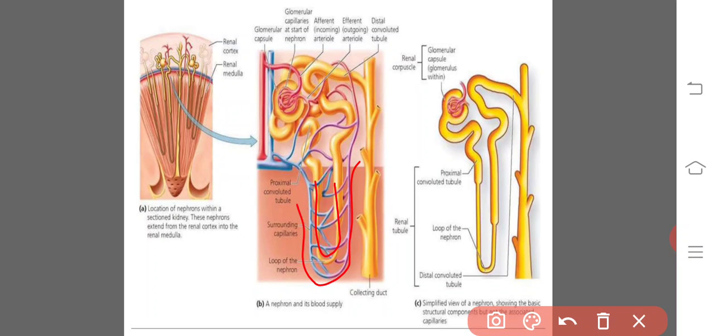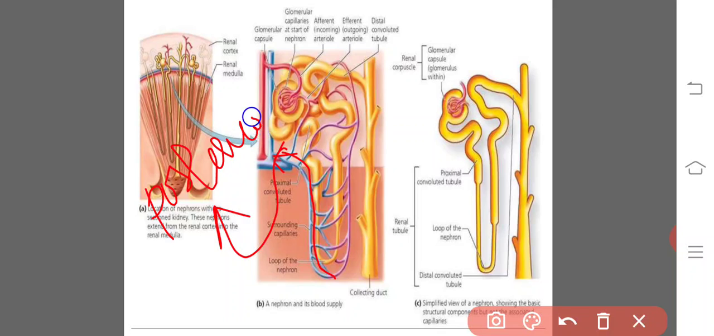All the peritubular capillary network and the vasa recta finally open into small renal venules. These renal venules enter into the renal vein. This renal vein finally mixes with the posterior vena cava, which collects impure blood from all the hind parts of the body. So this is the capillary network of the nephron.